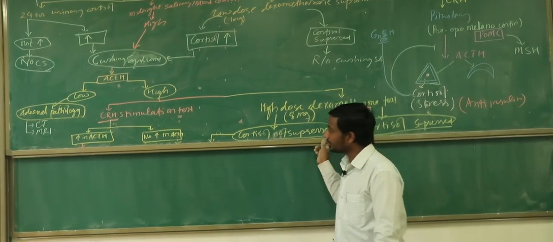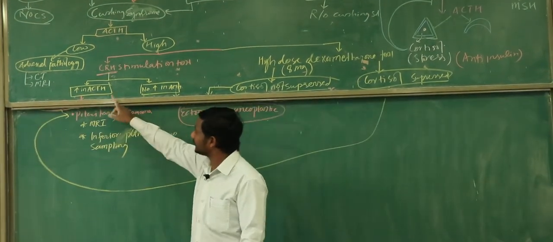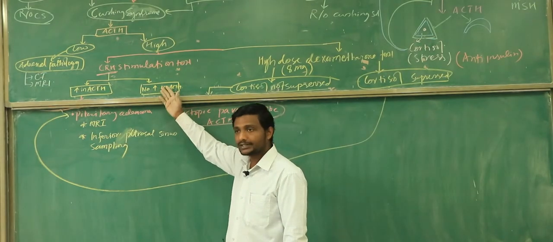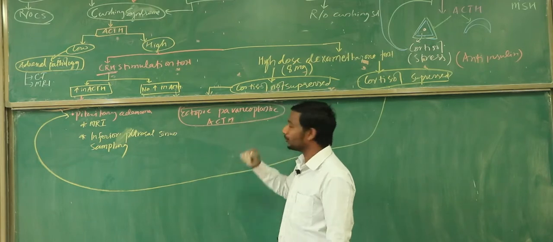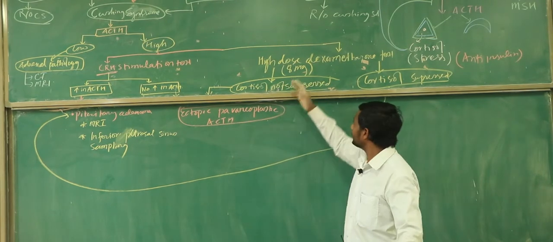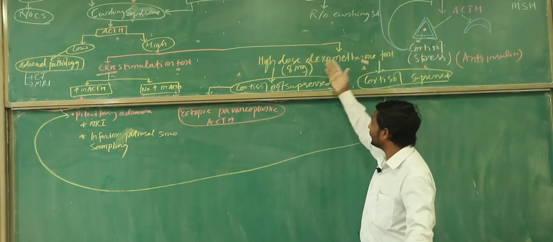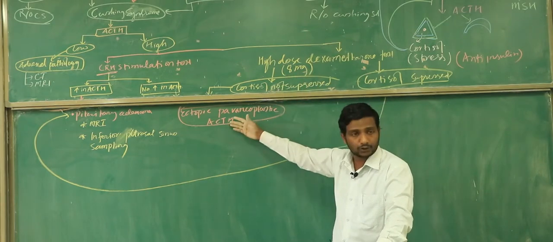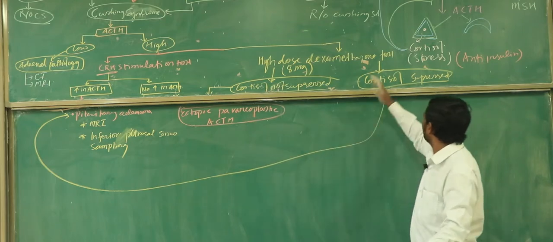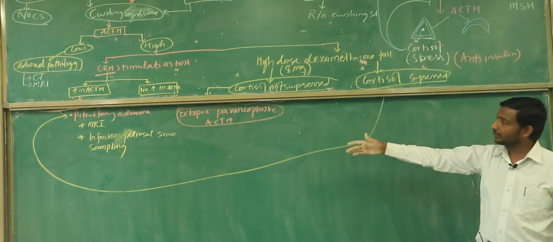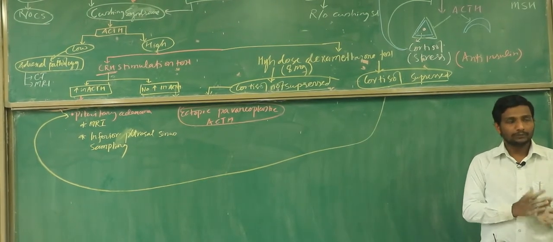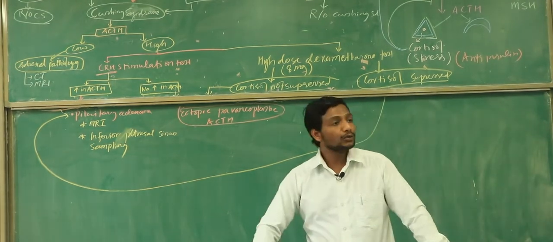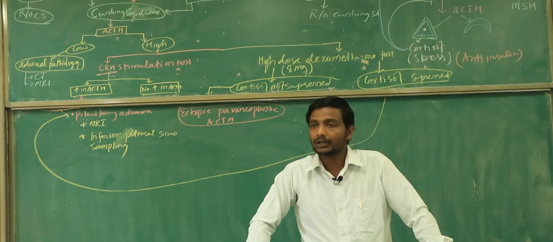And we already learned that in the case of the CRH stimulation test, if there is increase in ACTH, it means it is the pituitary adenoma. If there is decrease in or no increase in ACTH, it means the patient is having ectopic paraneoplastic ACTH. But at the same time, when we look at the high dose dexamethasone test, if it is 8 milligram, then if the cortisol is not suppressed, then it means it is the ectopic paraneoplastic ACTH. But if the cortisol is going to be suppressed, then it means patient is having the pituitary adenoma. Clear what I'm saying? Okay, so this is about the testing or diagnosing the Cushing syndrome.